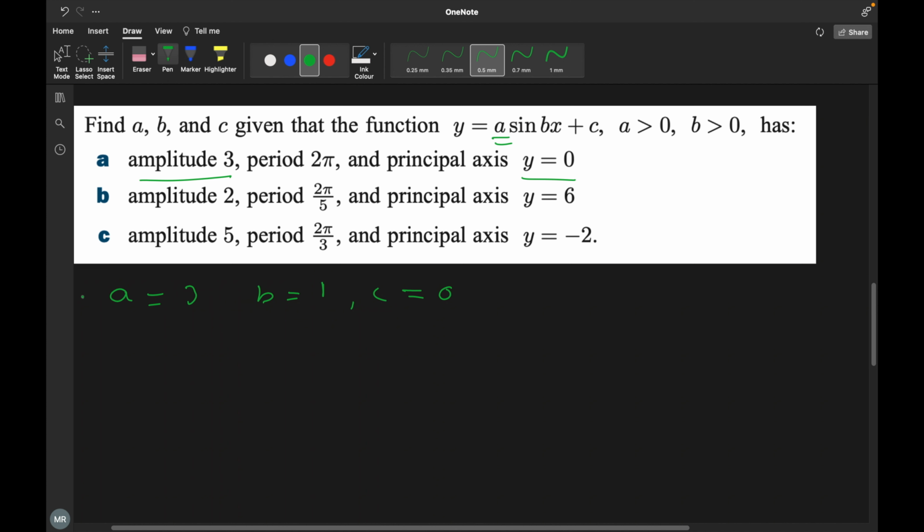That's for part A. Let's look at part B. Amplitude 2, so a equals 2. b would be... the period is 2 pi by 5. So we know that 2 pi by b is the period. So therefore b would be 5.